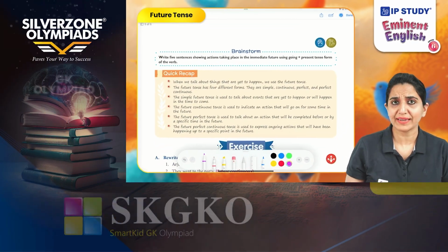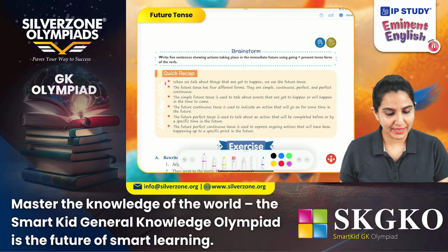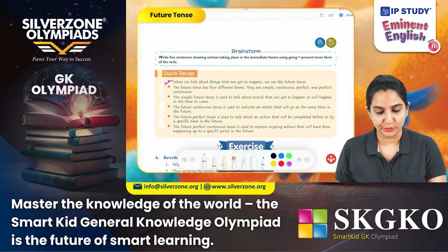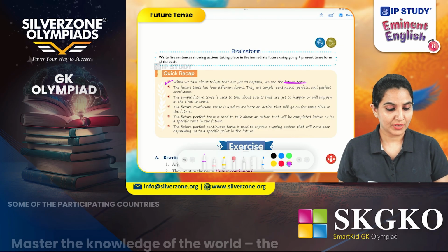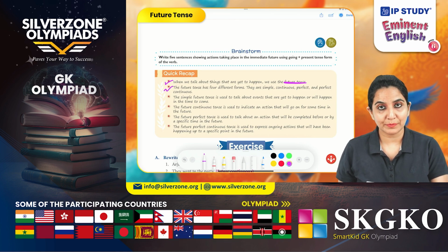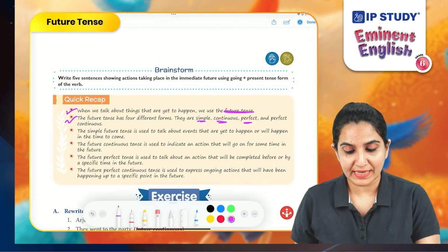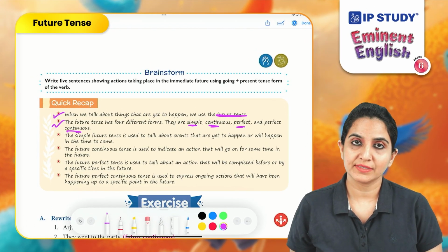Let us do a quick recap before we end this lesson. When we talk about things that are yet to happen, we use the future tense. The future tense has 4 different forms. They are simple future tense, future continuous tense, future perfect tense, and future perfect continuous tense.